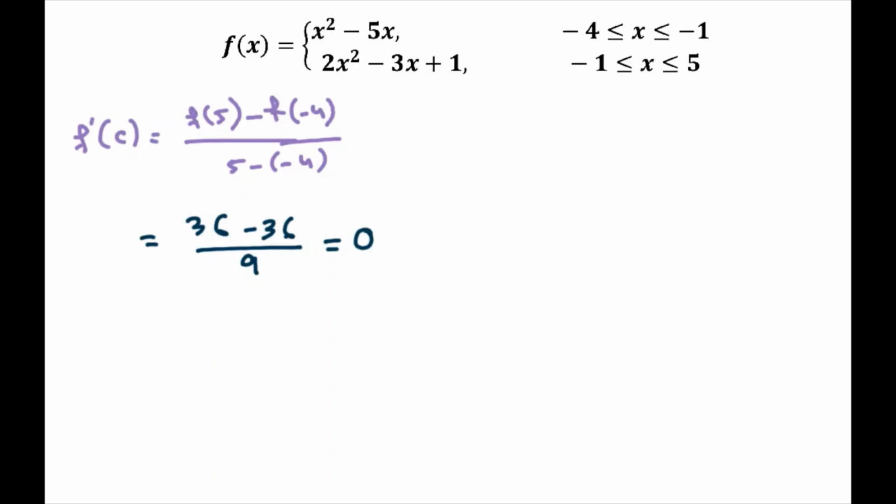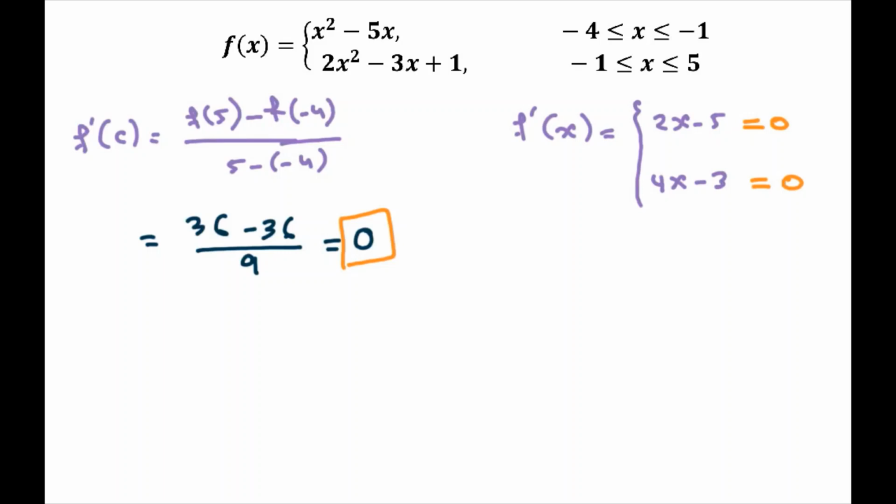Now you will find the derivative. So f prime of x is equal to 2x minus 5, and here 4x minus 3. You will make each one of them equal to 0, and you will solve it. So first, 2x minus 5 equals 0, x equals 5 over 2. Second one will be 4x minus 3 equals 0, and we make it equal to 0 because of this number here. So x equals 3 over 4.